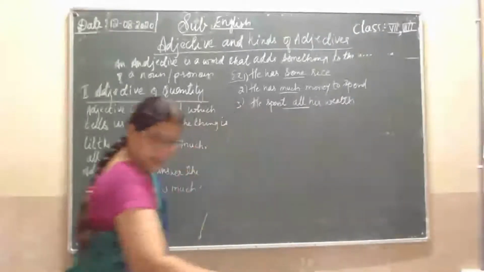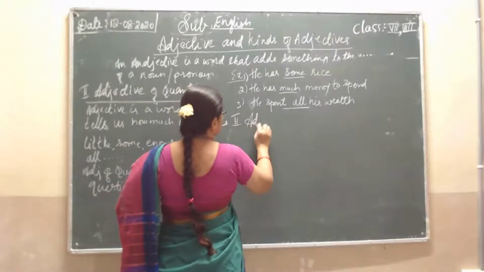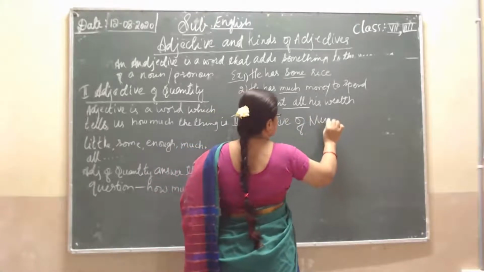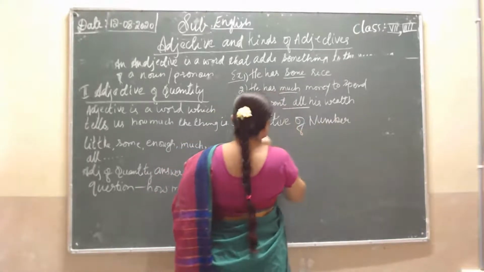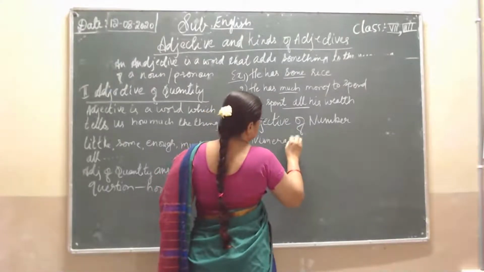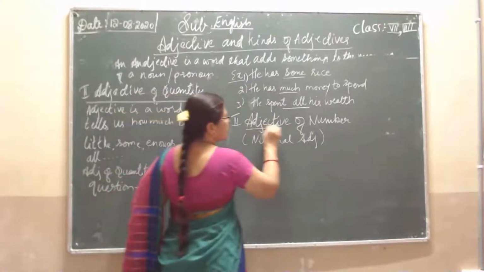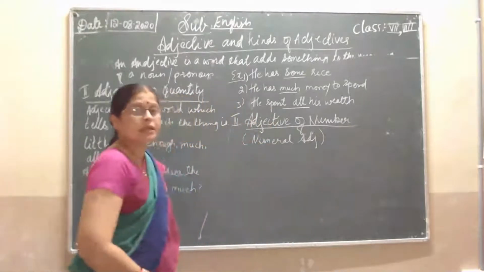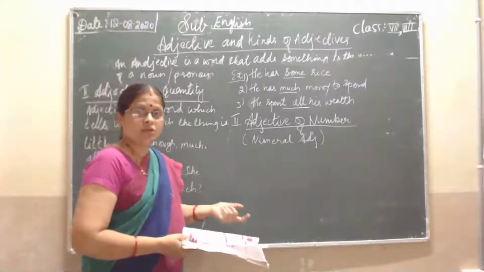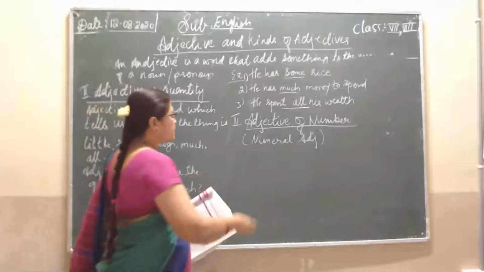The third is adjective of number, or you can call it a numeral adjective. The title and heading itself is saying that we have number here. That means exactly the measurement, what we are counting, what we are adding there. So that is what exactly an adjective of number is. What is an adjective of number?